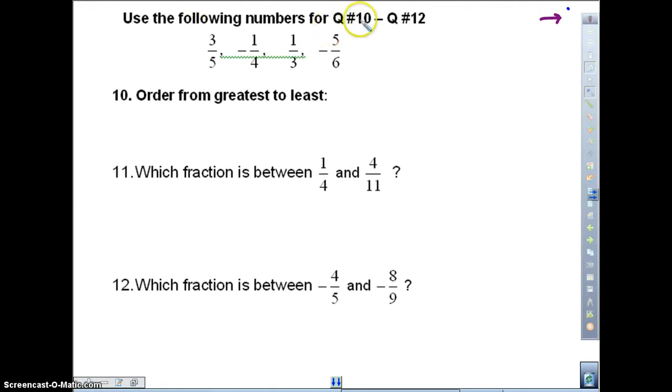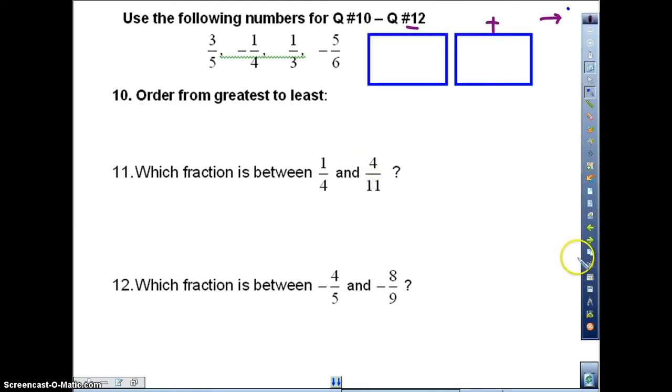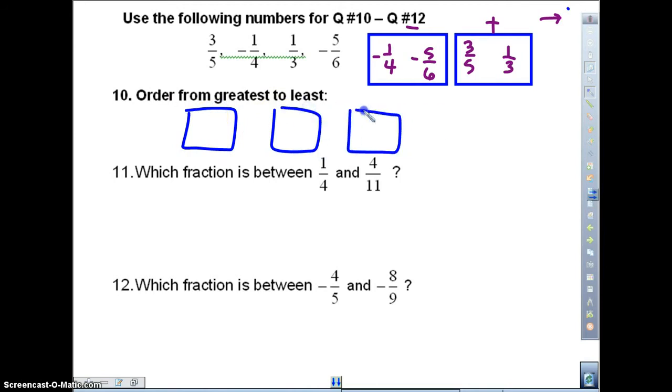Use the following numbers for questions number 10 through 12. 3/5, negative 1/4, 1/3, negative 5/6. Order from greatest to least. We want greatest to least. One thing I noticed about these 4 numbers, half of them are positive and half of them are negative. So let's separate them into 2 piles, our positives and our negatives. I know my positives are going to be bigger than our negatives. So for ordering greatest to least, these positives are going to come first, and then comes the negatives.